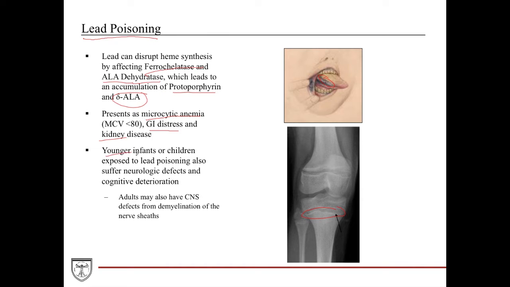So when younger children and infants are exposed to lead poisoning, this is really profound. It's very sad, but it can cause very permanent, lifelong neurologic and cognitive defects and deterioration that's irreparable. And that's honestly what's been happening oftentimes in cities in the Midwest, like Flint, Michigan, where they have lead poisoning in the local water, and these kids are having neurological deficits from it because it causes demyelination of the nerve sheaths, which can cause permanent destruction of the nerve itself.